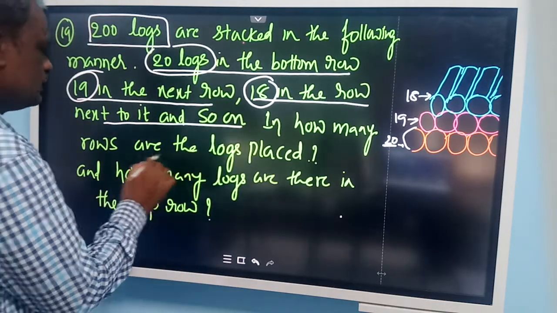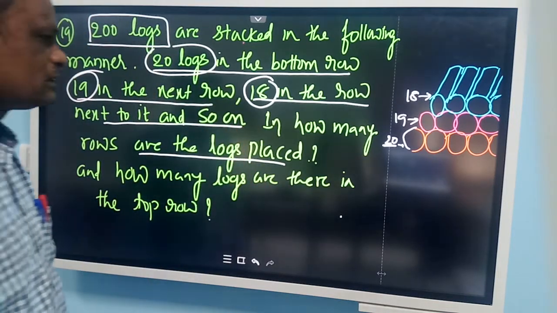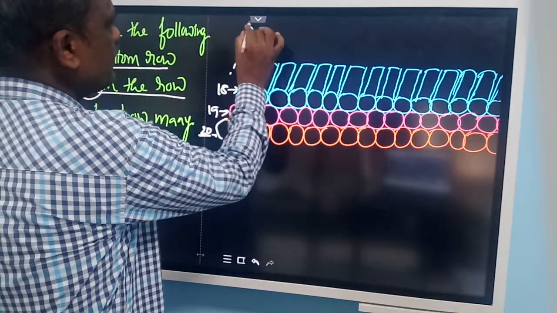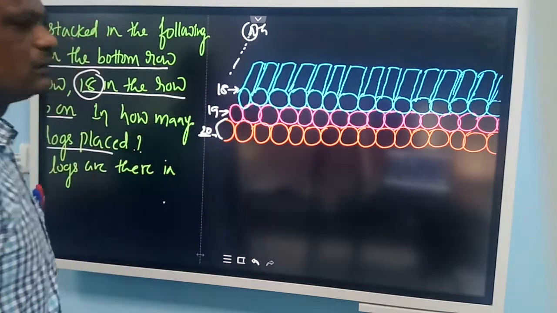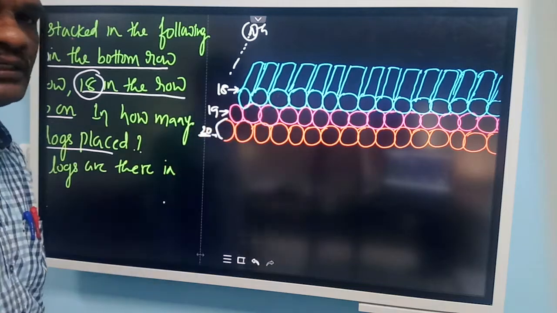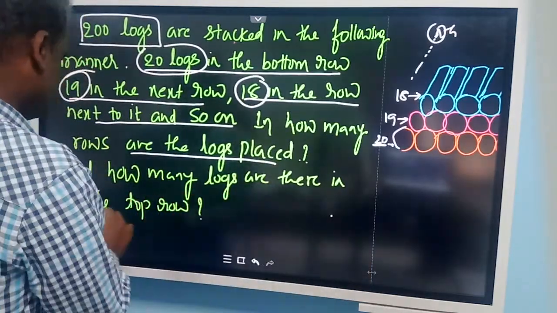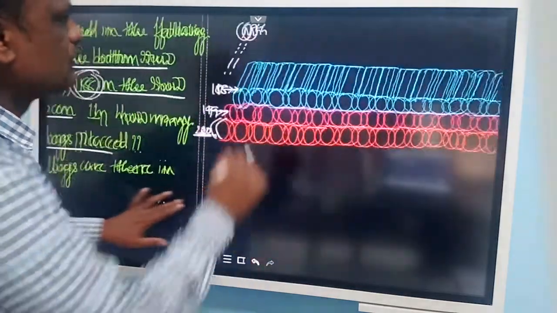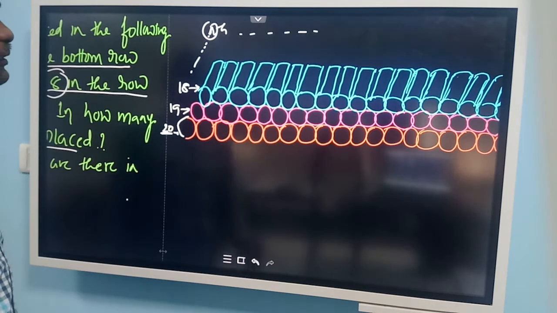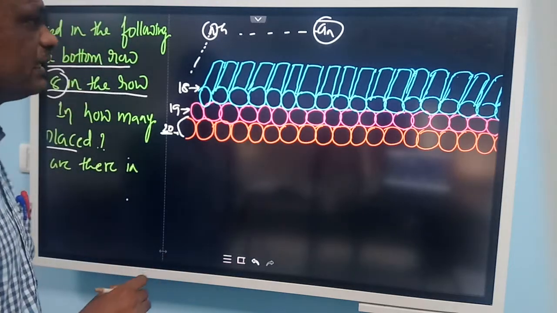In how many rows are the logs placed? That means 200 logs can be placed in how many rows? So you need to find out. Let us assume this is the nth row. So you have to find the n value, in how many rows you can complete all 200 wooden logs. Then next, how many logs are there in the top row? So in the top row you have to find the number of logs placed, so you have to find an also.